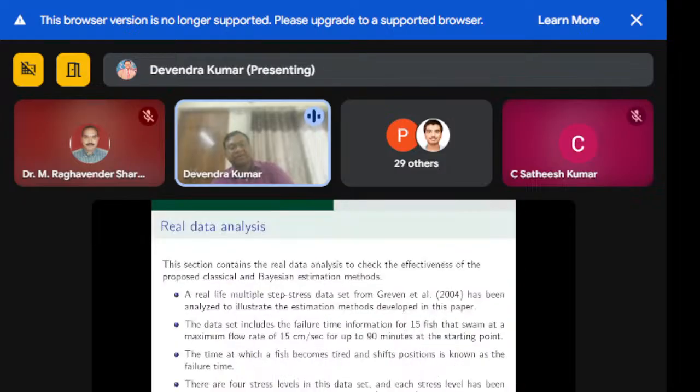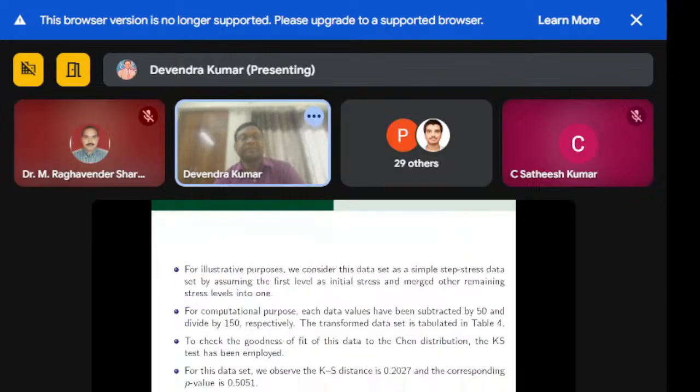Of failure time. There are four stress levels in this data set, and each stress level has been taken into account by increasing the flow rate by 5 centimeters per second every 20 minutes. This data set is also analyzed by Nasser et al. 2021 and Datta et al. 2023 for the simple step stress case.